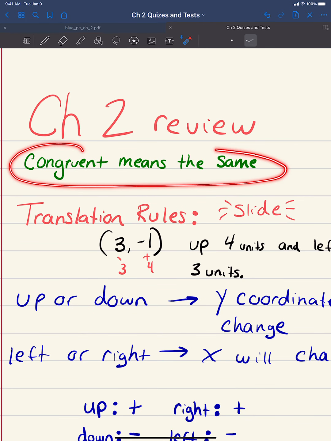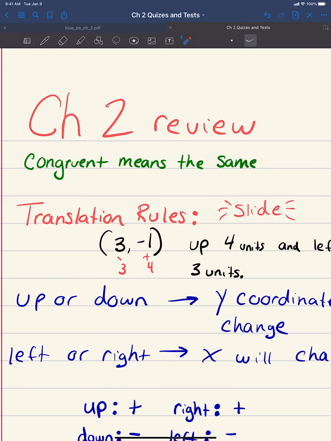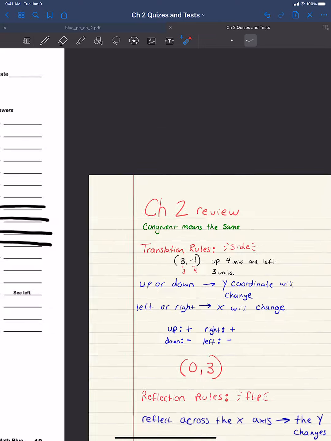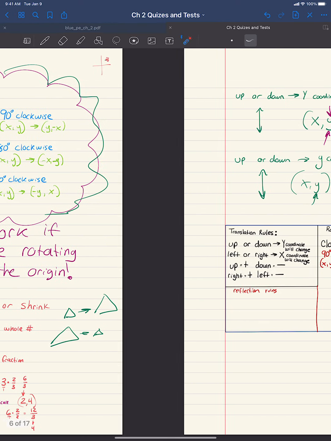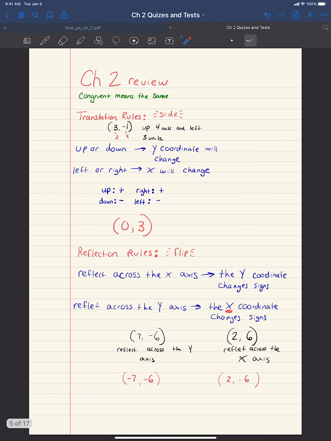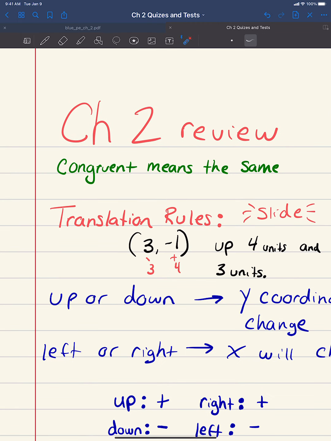Congruent means the same all around. Congruent means the same shape, the same size. So when we go over these pages, I would like you to write these down just for review, okay? At the top of your notebook paper, write Chapter 2 review, just like how I've done. And then write: congruent means the same. Same shape, same size, same everything, okay? Can we use these ones? Sure.